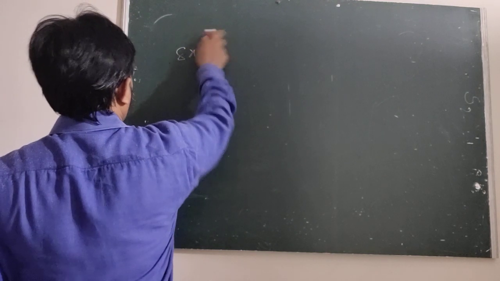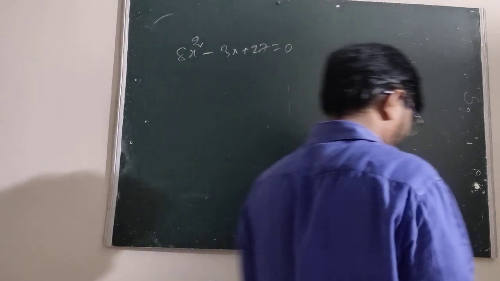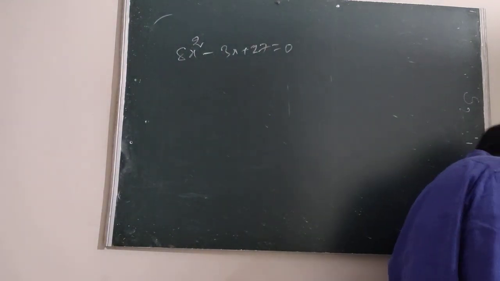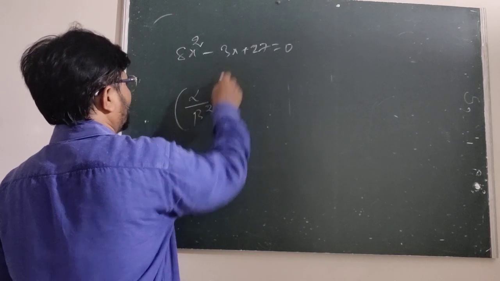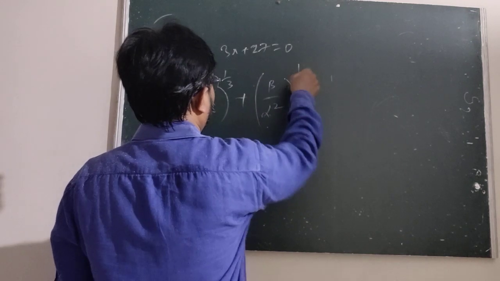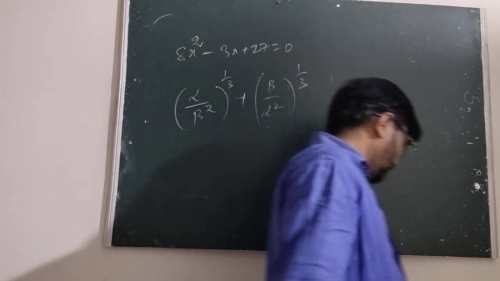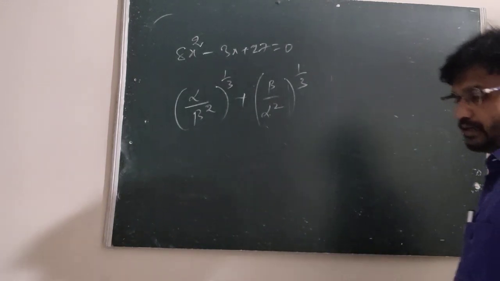Alpha, beta are the roots of the equation 8x square minus 3x plus 27 equal to 0. Then find the value of (alpha by beta square) whole power 1 by 3 plus (beta by alpha square) whole power 1 by 3.